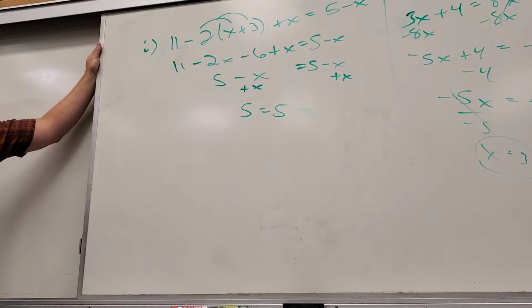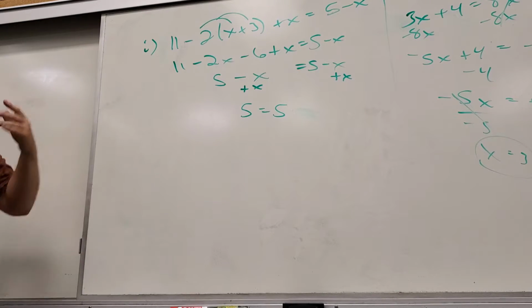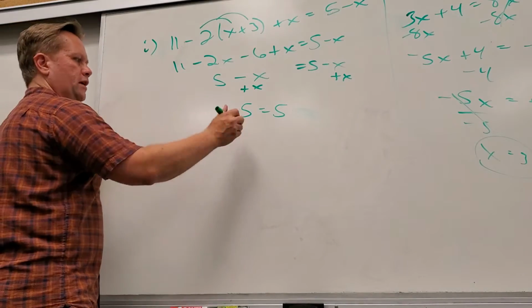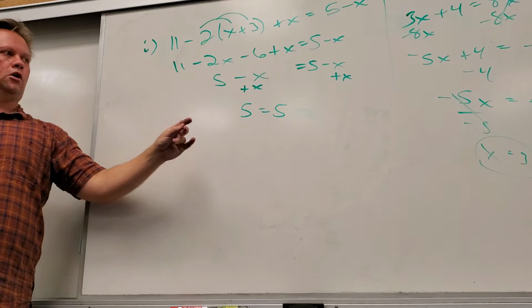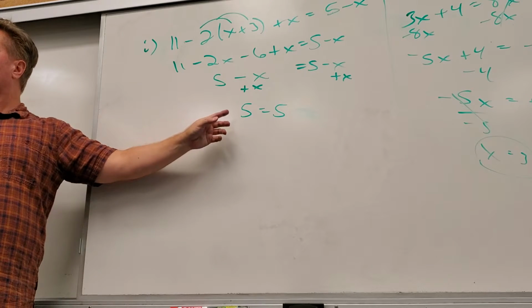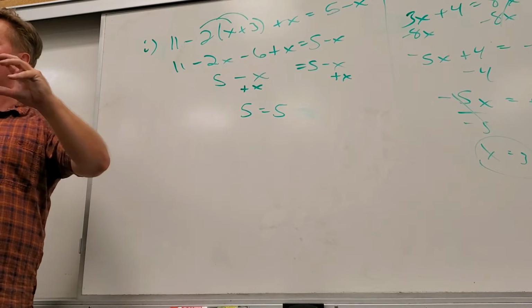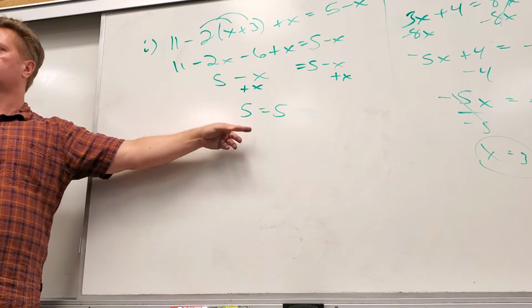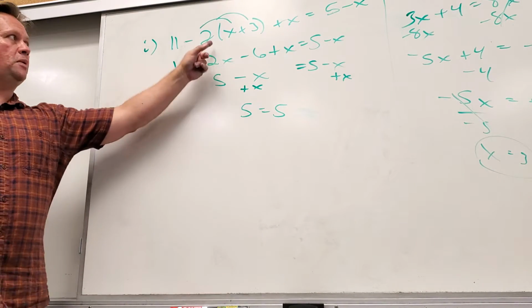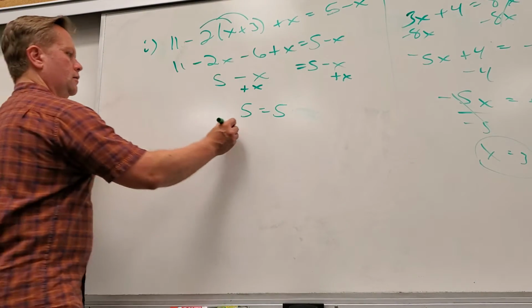All right, I've discovered the 5 is 5. So what's the answer? No solution. No. All real. Yeah, be careful. So the other one was no solution because the result I got was never true. When is this true? Always. So it's all real numbers, independent of what x is.